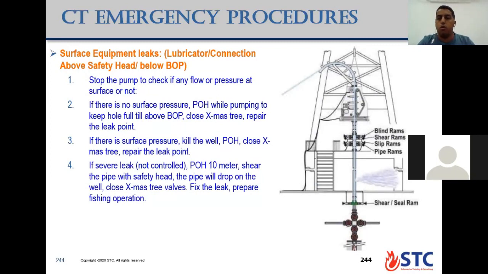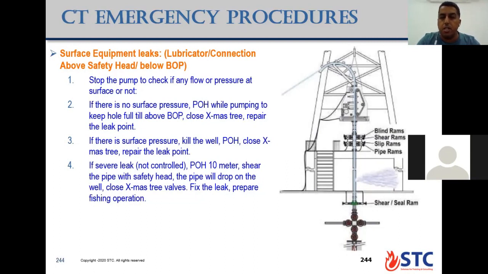You need to slow down or stop the pump to see the intensity of the flow at the surface from the leak point. If there is no pressure, that means only leakage without high pressure at the surface, you can pull out of the hole while pumping down the coil tubing to keep the hole full till above the PUB. Then you close the Christmas tree valves, repair and disconnect the leak point.